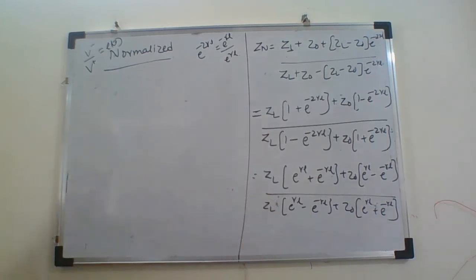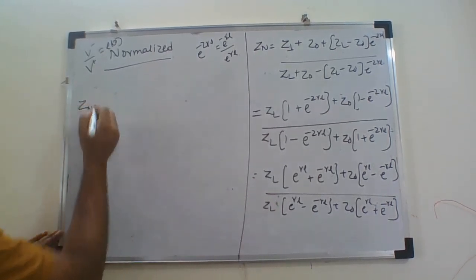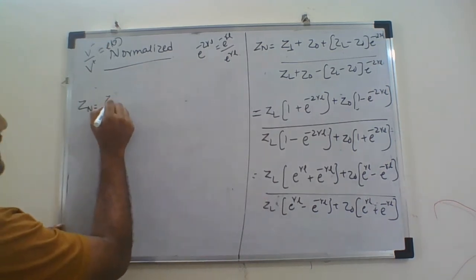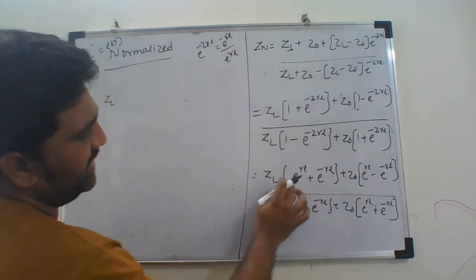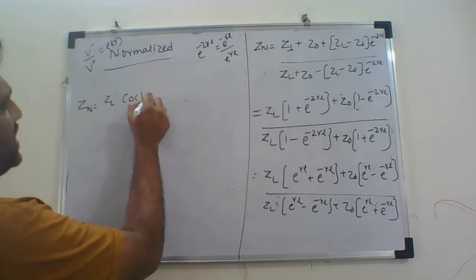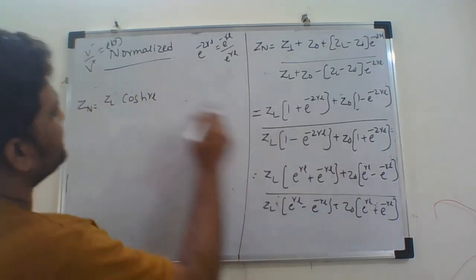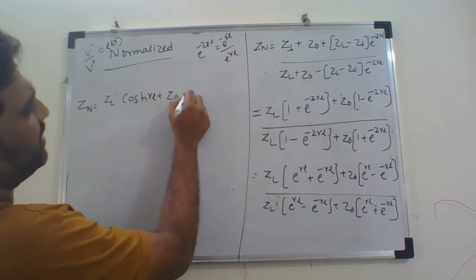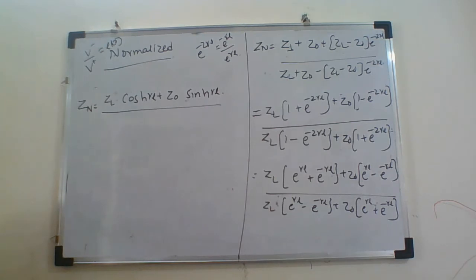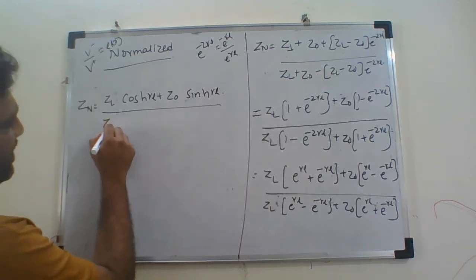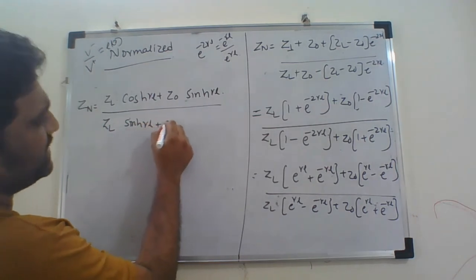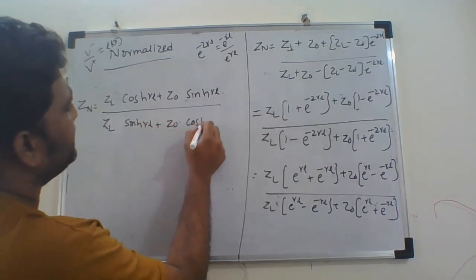So from this, the normalized component Zn is equal to ZL into, e power gamma L plus e power minus gamma L, which is nothing but cosh gamma L, and this is nothing but sinh gamma L. The factor of 2 will be there, which we can cancel out from all the terms. Again, this will be ZL into sinh gamma L plus Z naught into cosh gamma L.